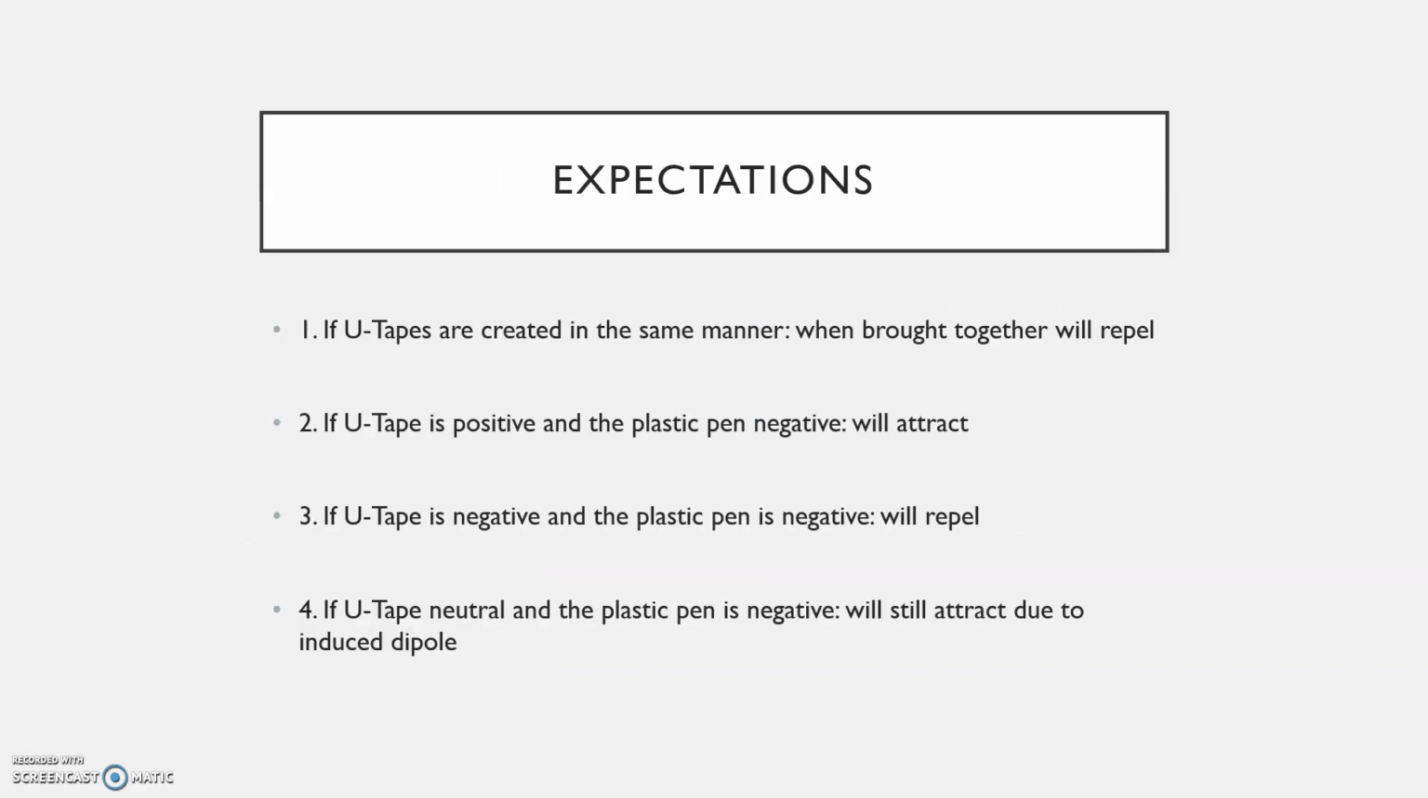The expectations for this lab were that if the U-tapes are created in the same manner, then when brought together they will repel. If the U-tape is positive and the plastic pen is negative, they will attract, whereas if the U-tape is negative and the plastic pen is negative, they will repel. If the U-tape is neutral and the plastic pen is negative, they will still attract due to an induced dipole being formed.